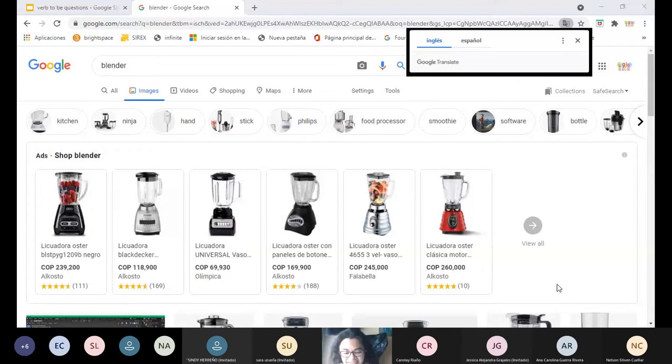Very good. Okay. Good, Carolina. Carolina, remember to say this is, right? Connect the last S of this with the I. This is. This is. Okay? Good. Very good. All right.